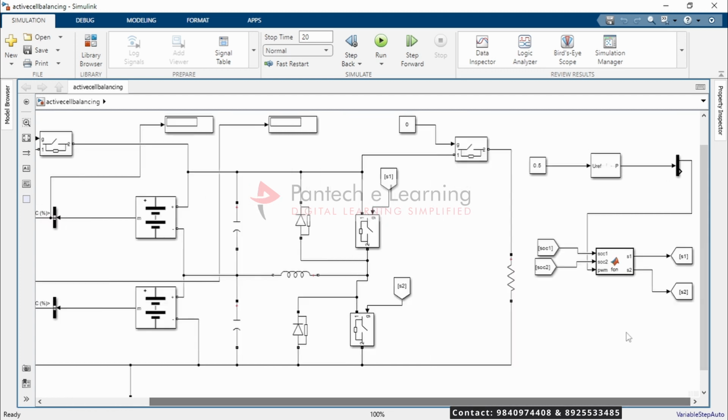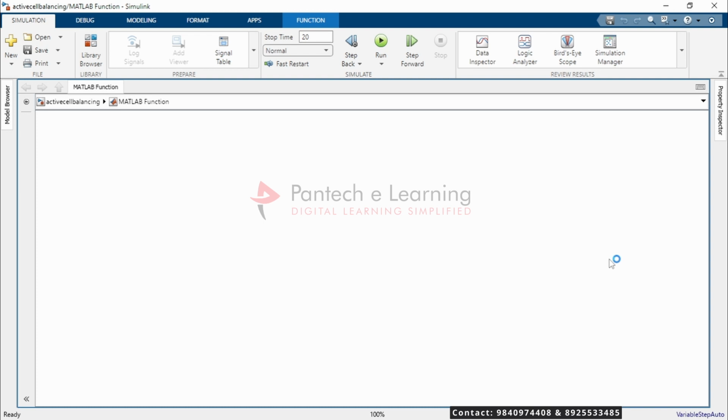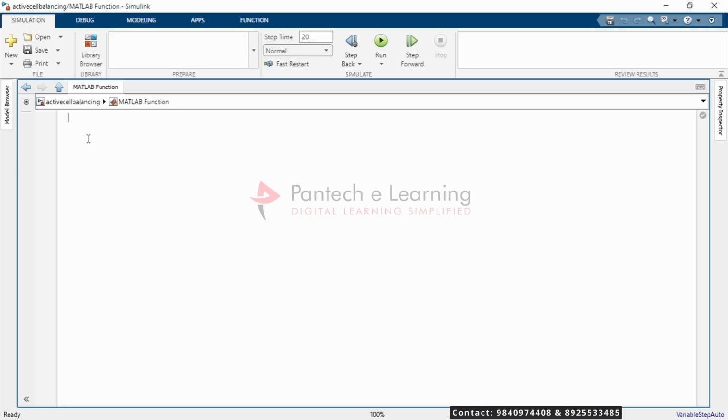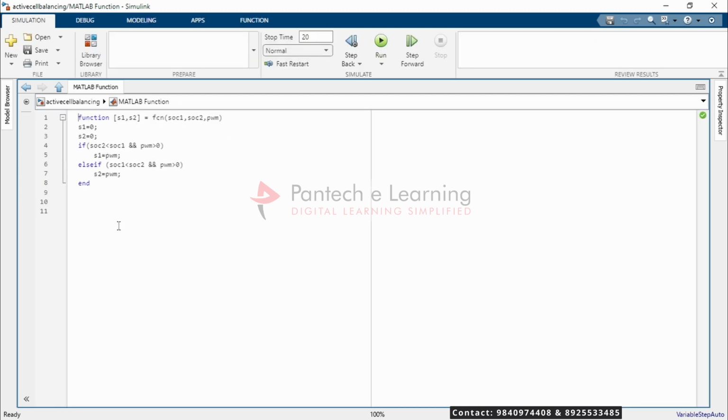Next, here we take a MATLAB function. So double click on the MATLAB function. We are going to feed in the code here. So this is our MATLAB function.